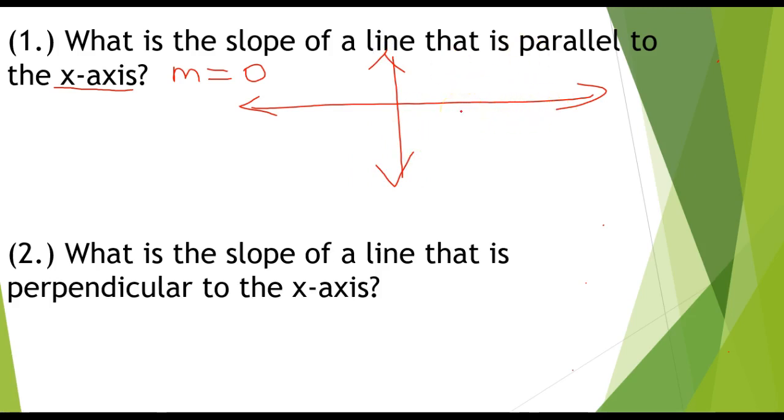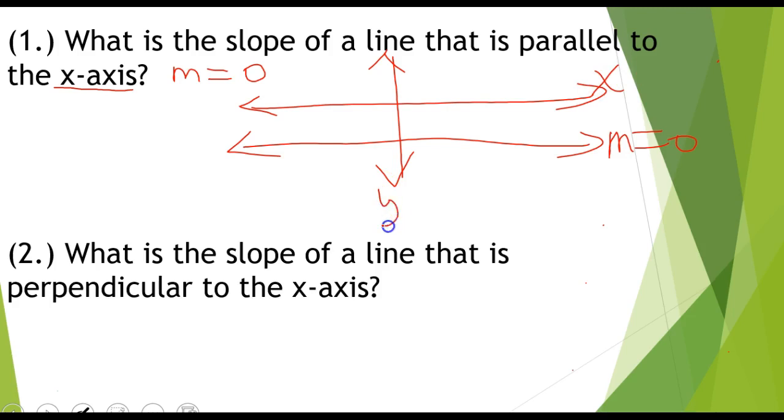So the slope of any line that will be parallel to the x-axis will also have the slope of 0. So this is like the x-axis, this is like the y-axis.